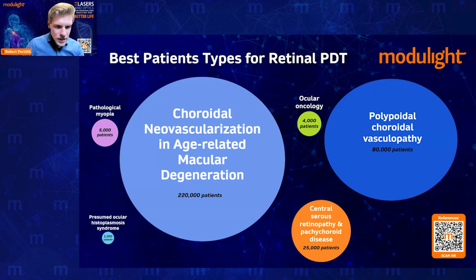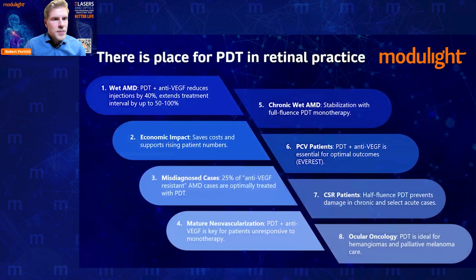Then to the next slide. Here I have highlighted 8 examples where PDT has a place in retinal practice. First is wet AMD, where PDT can significantly reduce the injection burden, since there is a huge number of patients, over 1 million in the USA, suffering from neovascular AMD.